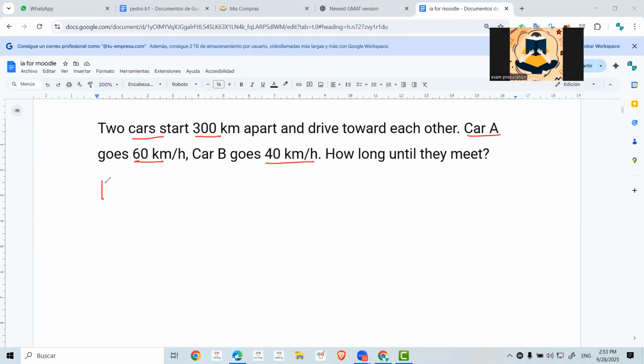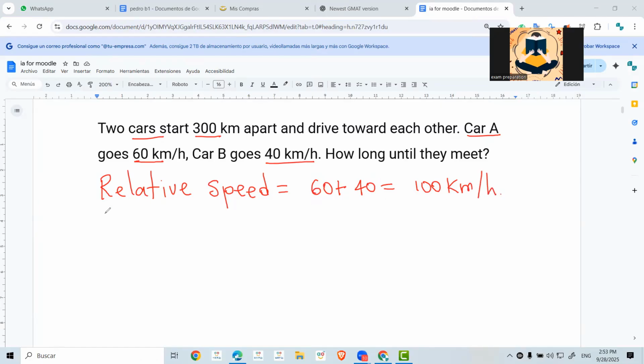So to answer this exercise, I want you to think about the relative speed. The relative speed of the two cars is going to be 60 kilometers per hour plus 40 kilometers per hour. That is going to give you 100 kilometers per hour.